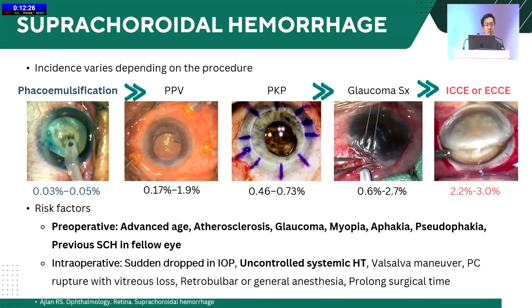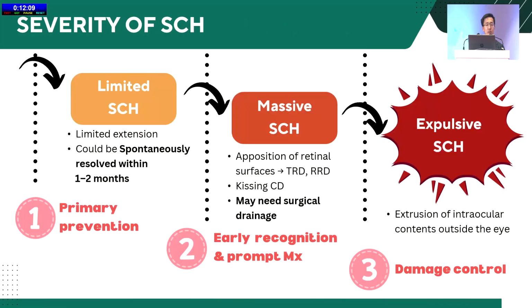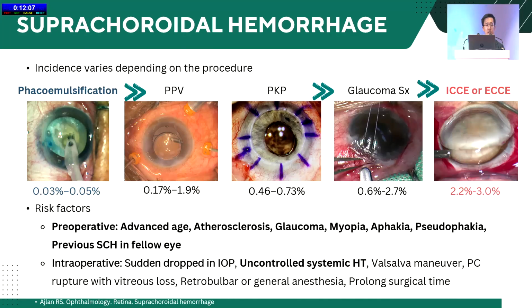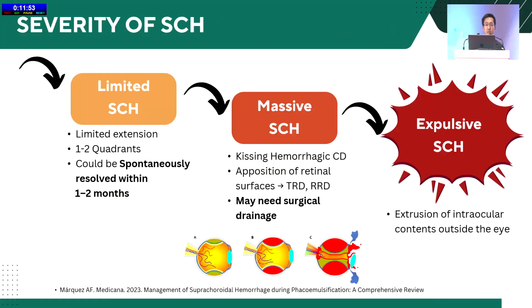But the risk factors that we are looking for are preoperative and intraoperative. We have to look into whether the patient has advanced age, atherosclerotic risk, glaucoma or myopia, aphakic or pseudophakic status, and especially a previous suprachoroidal hemorrhage in the fellow eye. During the operation, we have to check for any sudden drop in IOP or uncontrolled systemic hypotension. It can lead to suprachoroidal hemorrhage.